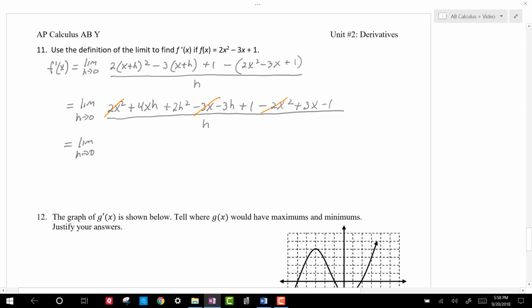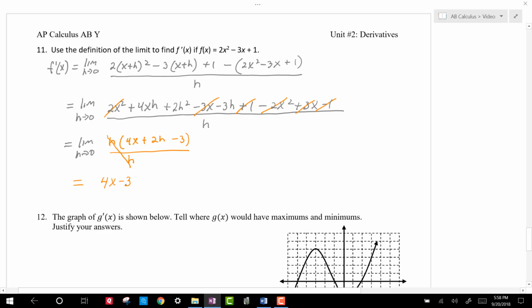Negative 3x, positive 3x gone, plus 1, minus 1, and I'm back to having h's in all the terms up top, so I'm going to factor out h. I have 4x plus 2h minus 3 left over. H is still on the bottom, but now I can cancel those, and once I cancel, I can plug in 0, so the 2h goes away, and I get 4x minus 3 as my derivative.